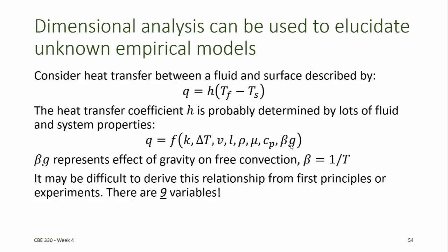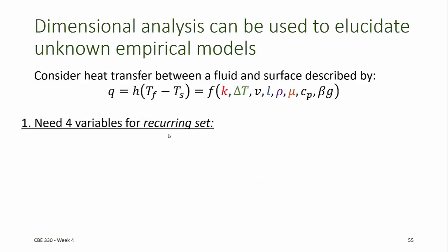Furthermore, it would be extremely difficult to conduct experiments to derive an empirical relationship because we have a 9-variable parameter space to explore. And even if we use very simple relationships like lines and polynomials to represent the effects of each of these parameters, we're still going to have a lot of coefficients in our model if all of these parameters are included. So instead, we'll choose a basis set of recurring variables.